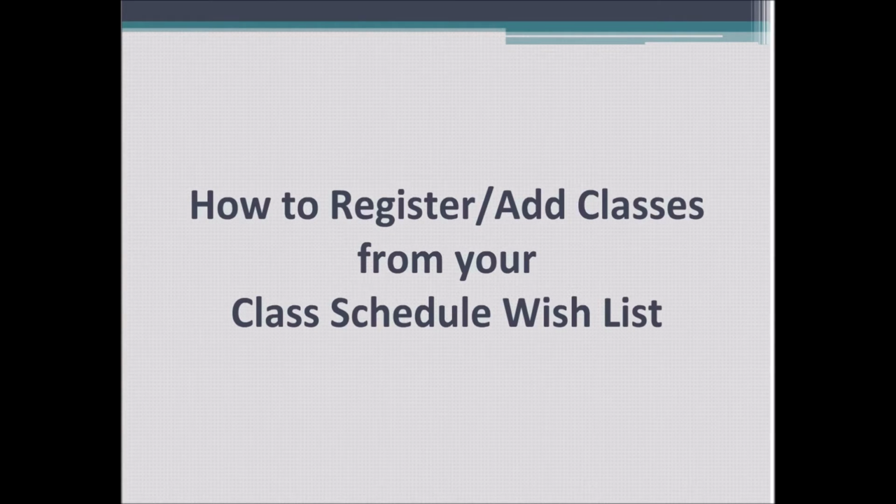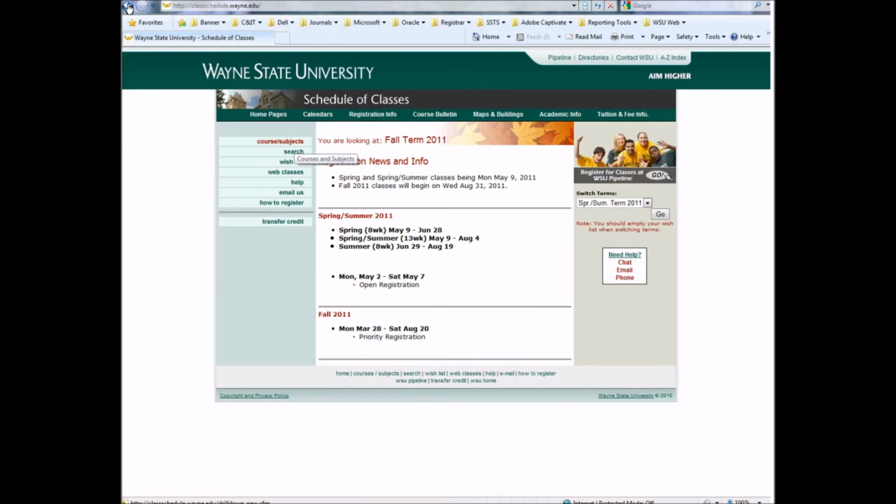It is now possible to log into WSU Pipeline from your class schedule wish list and complete your registration or class additions. To begin, go to classschedule.wayne.edu. Be sure that you are looking at the correct term schedule. Then go to the list of courses and subjects.